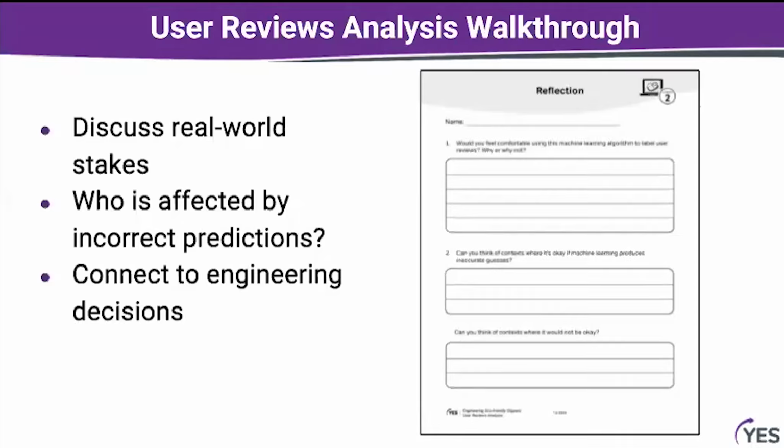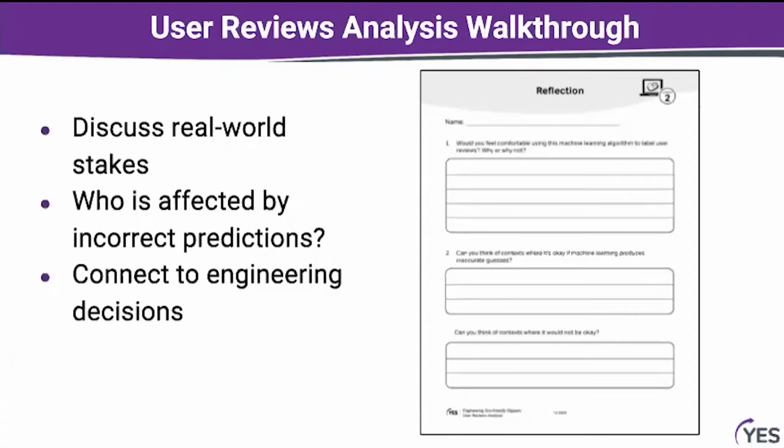And would there be instances where it's okay if machine learning produces inaccurate guesses versus instances where it wouldn't be okay? So now you have real world discussions of, say, you're using a machine learning model to predict the weather. Probably okay if you get it wrong if it's going to rain tomorrow. But if you're using a machine learning model to predict whether people will have a chronic disease, yes, you probably want it to be as accurate as humanly possible. So you have these real world connections that really deepen students' understanding and deepen AI literacy by connecting machine learning outputs to actual consequences, benefits, etc.